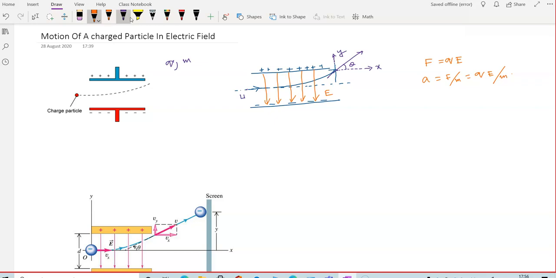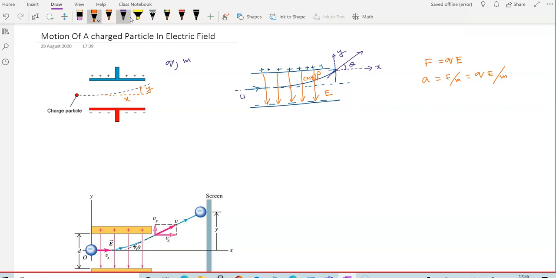When the charged particle reaches the point P, this is your x-axis and this is your y-axis. Let the coordinates of this point P be x, y. This part is x and this part is y. With the help of this x and y, you can prove that the trajectory is a parabola.